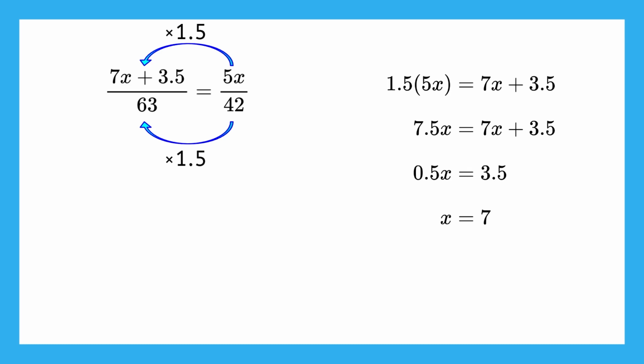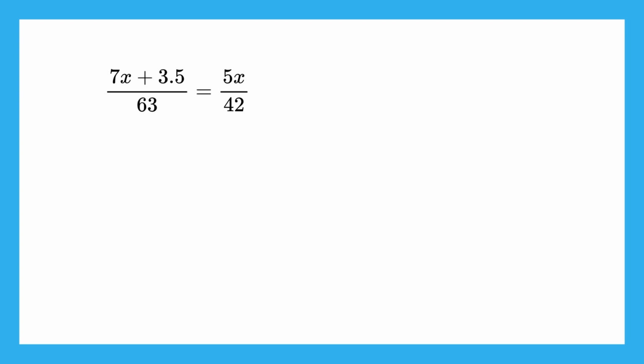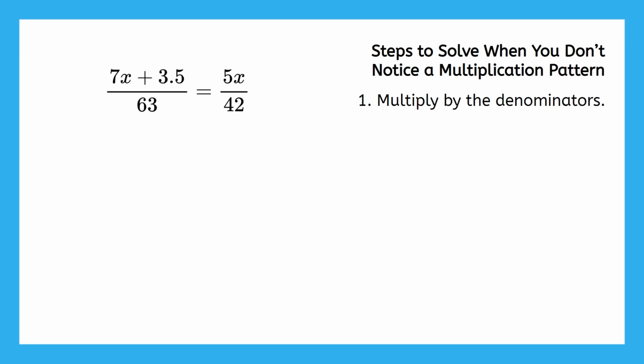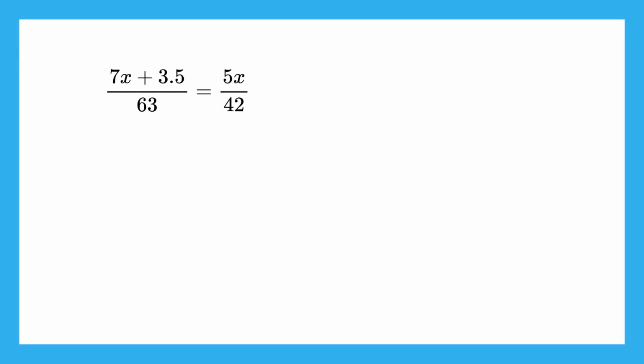This part of the lesson is super important because if you don't notice a pattern, I don't want you to feel stuck. When solving an equation with fractions, it's a good idea to get rid of the fractions. Let's call that step 1. To get rid of the fractions, we have to multiply both sides of the equation by what's in the denominators. Since 63 is one of our denominators, we can multiply both sides of the equation by 63. We also have 42 in the denominator, so let's multiply both sides of the equation by 42.